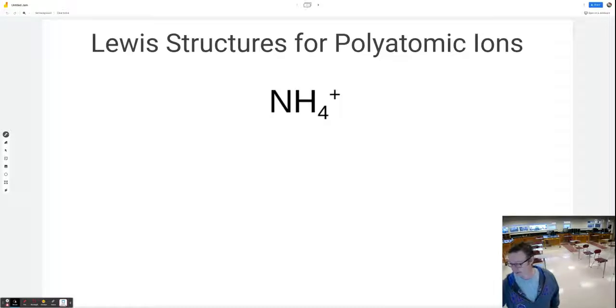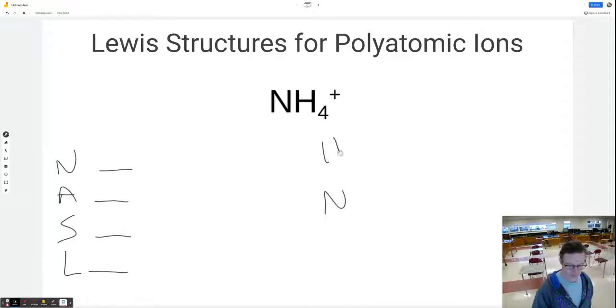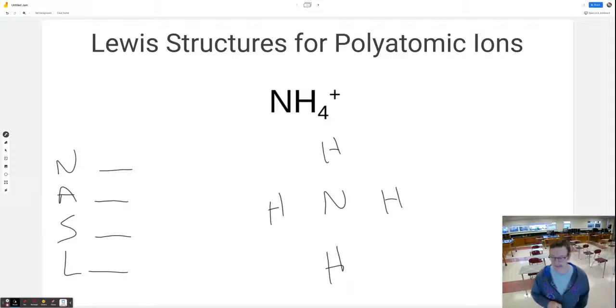So we'll start with the N. I will place the atoms roughly, right? 1 nitrogen, 4 hydrogens. And then we'll do our N. So for N, we don't do anything differently than we would for a regular molecule. Hydrogen each need 2, and nitrogen needs 8. Okay, so if we add all that up, it's 16 needed.